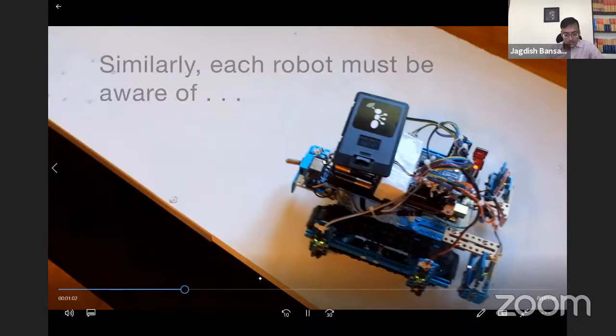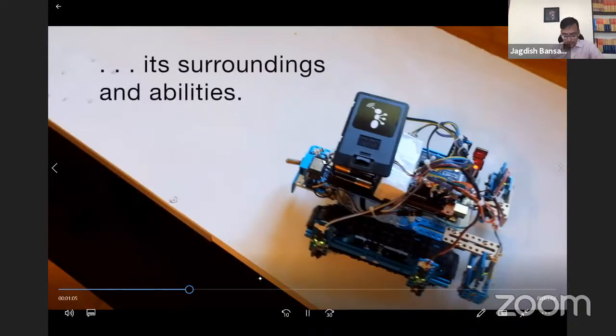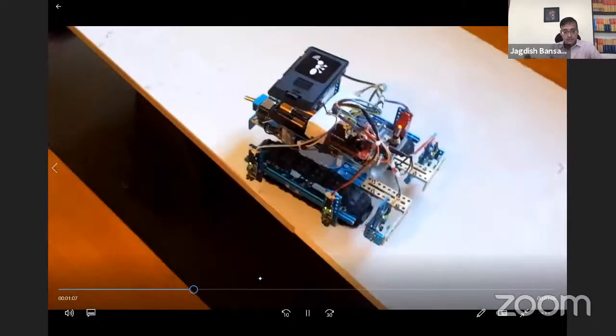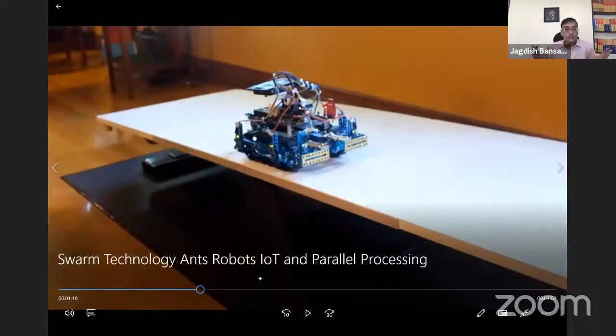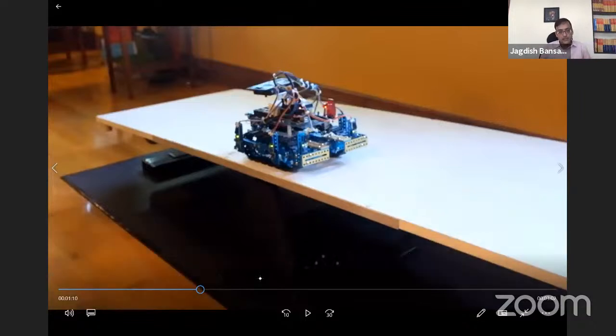Similarly, each robot must be aware of its surroundings and abilities. So it is full of sensors. How can it understand the surroundings? Because of the sensors. So you can understand that these kinds of algorithms are very helpful for self-driving cars. These days self-driving cars, drone taxis, smart cars, all these things are coming up. So there you can see that these kinds of algorithms are very helpful.